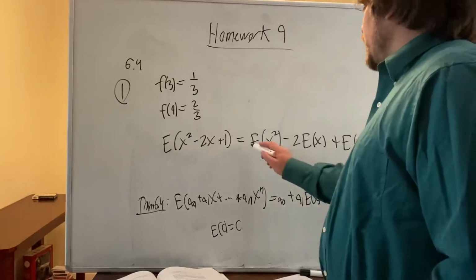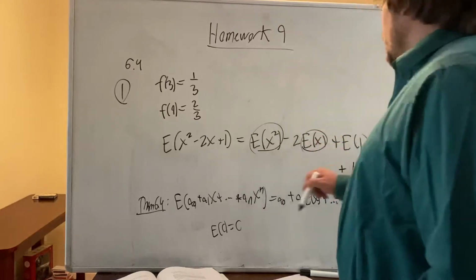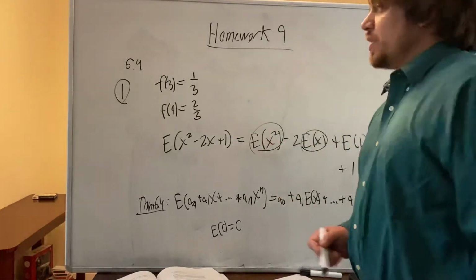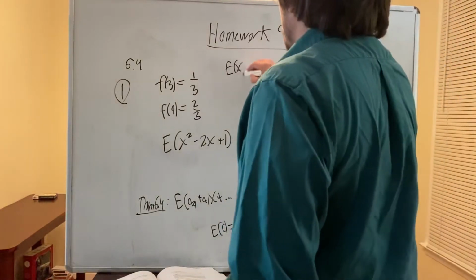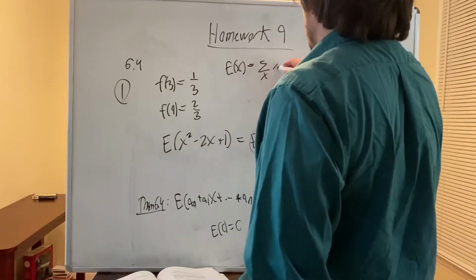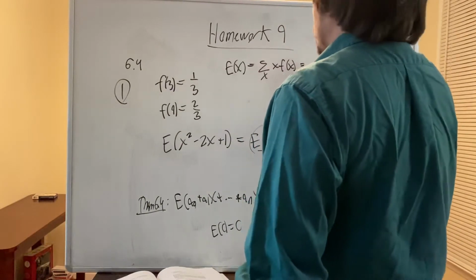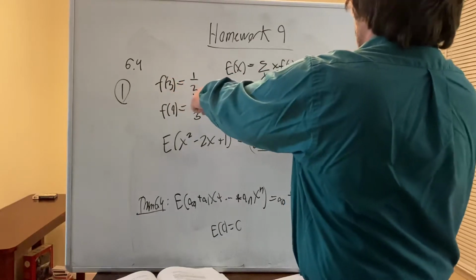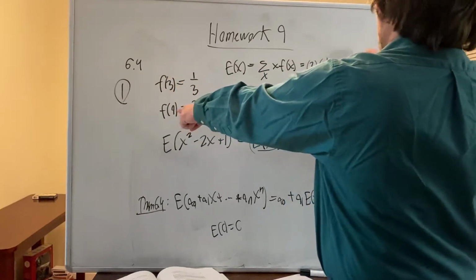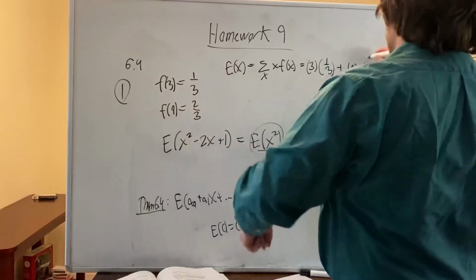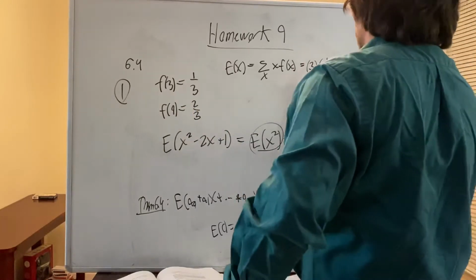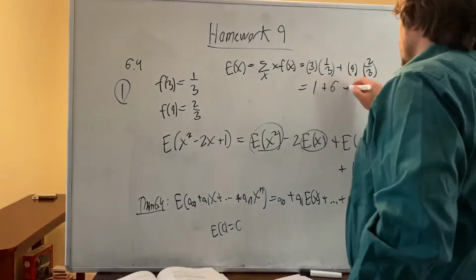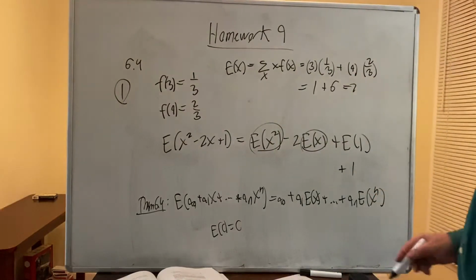So if we find E of X squared and E of X, and we plug that in, we can find the answer to this. So E of X is just the sum over x of x times f of x. And so this is 3 times f of 3, which is 1/3, plus 9 times f of 9, which is 2/3. And so that's equal to 1 plus 6, which is 7. So E of X is 7.